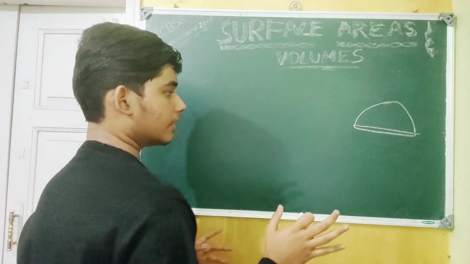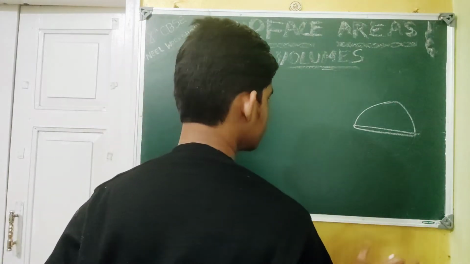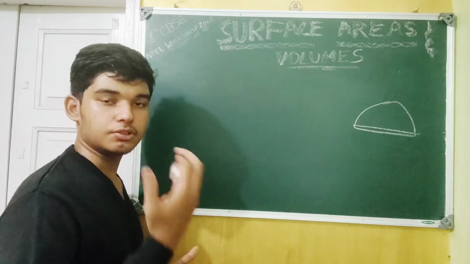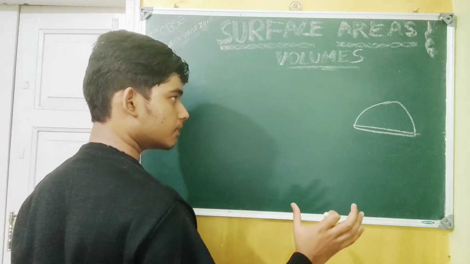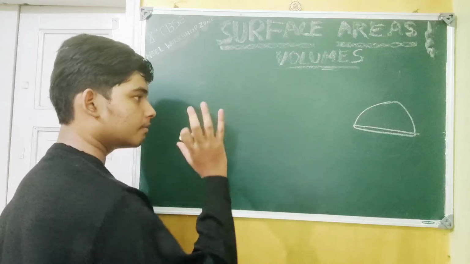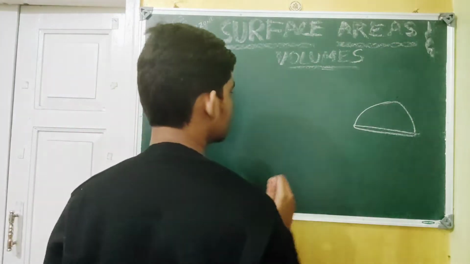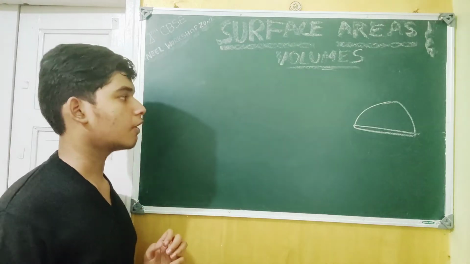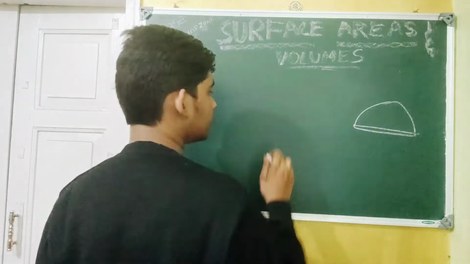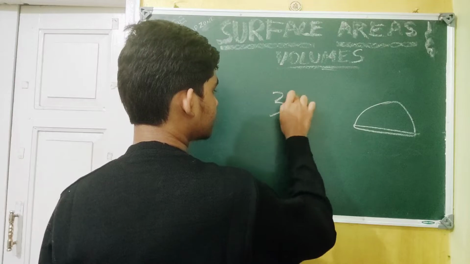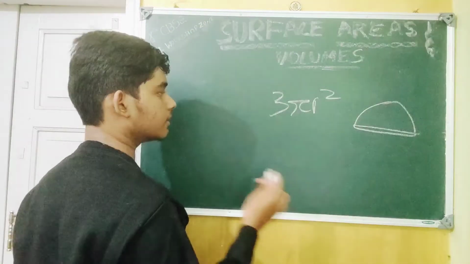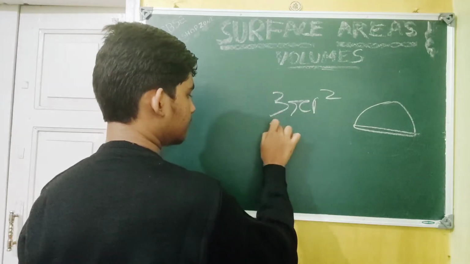Now that we understand what a hemisphere is, let's actually use the formulas. We will talk in future episodes about how to derive these formulas and why we use them, but for now let's just use them. To find the total surface area of a hemisphere, the formula we can use is 3 pi r square. It's pretty simple to use.